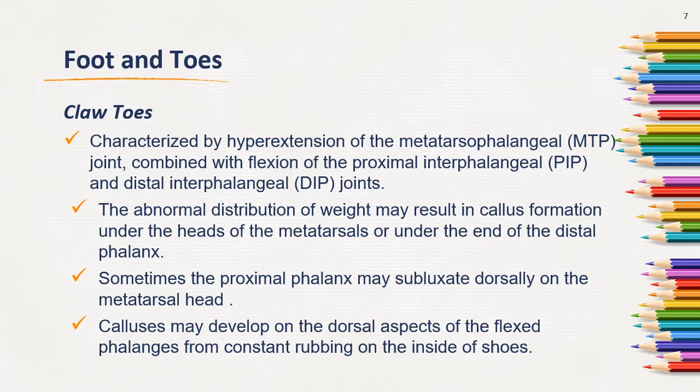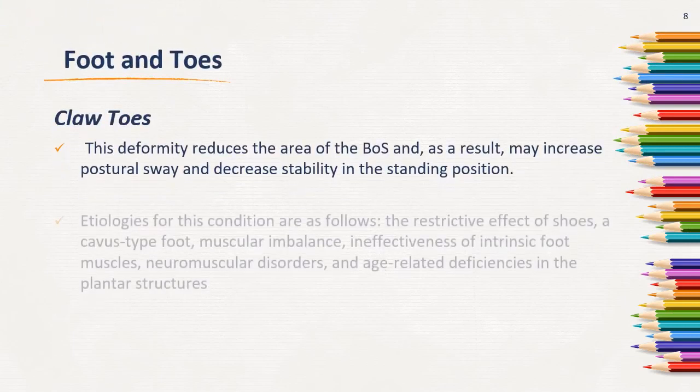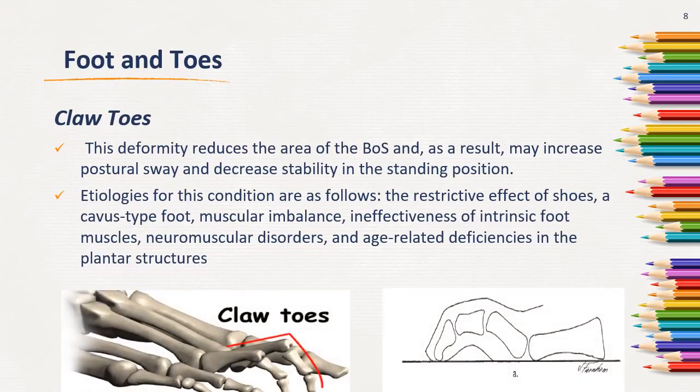Because of that, there will be an abnormal distribution of weight that may result in callus formation under the heads of the metatarsals or under the end of the distal phalanx. Sometimes the proximal phalanx may subluxate dorsally on the metatarsal head. The callus may develop on the dorsal aspect of the flexed phalanges because of constant rubbing on the inside of the shoes. This deformity reduces the area of the base of support, and as a result that may increase the postural sway and decrease the stability in a standing position.